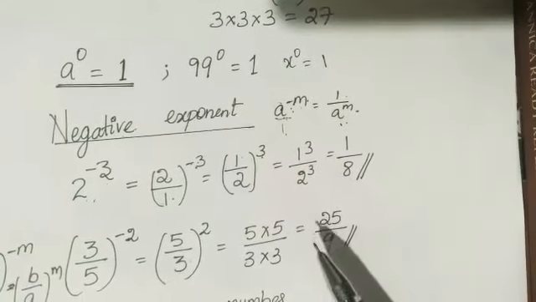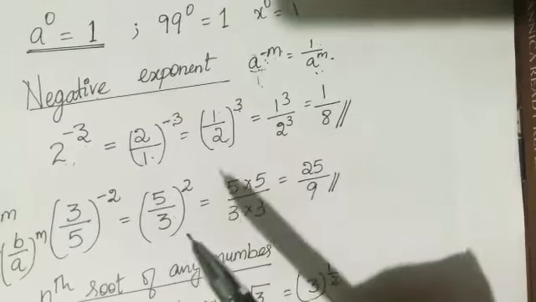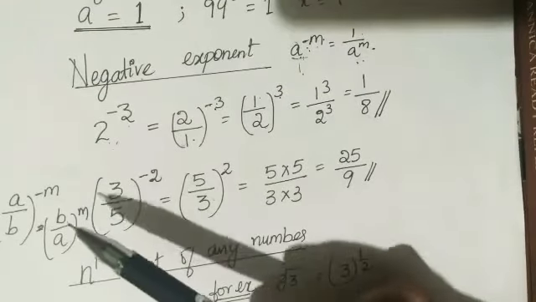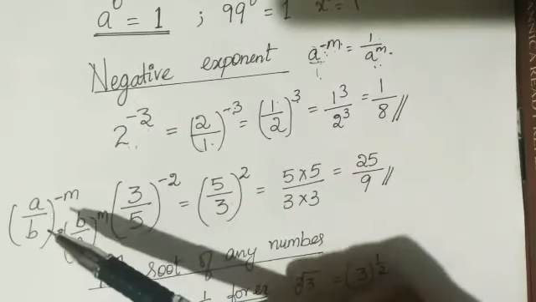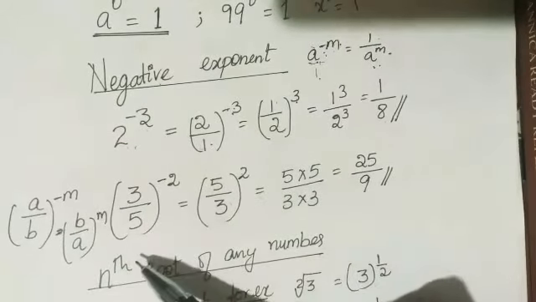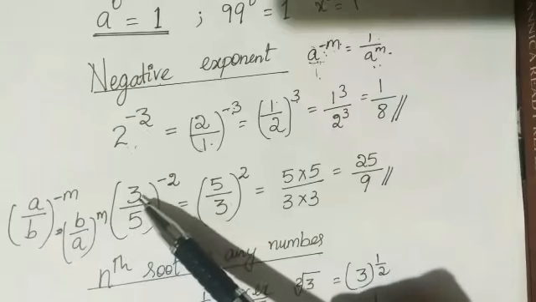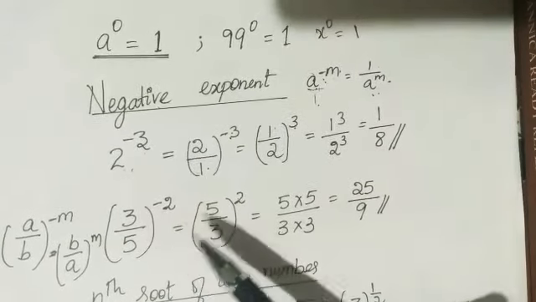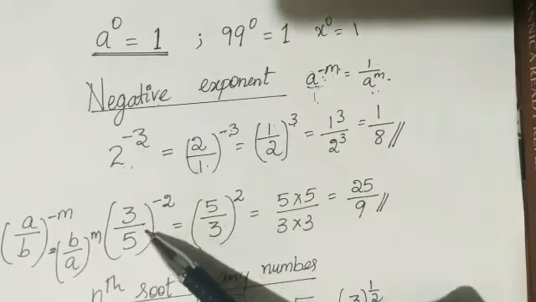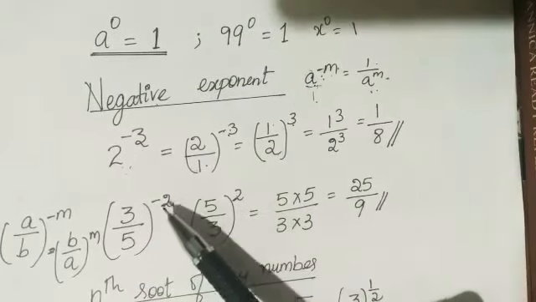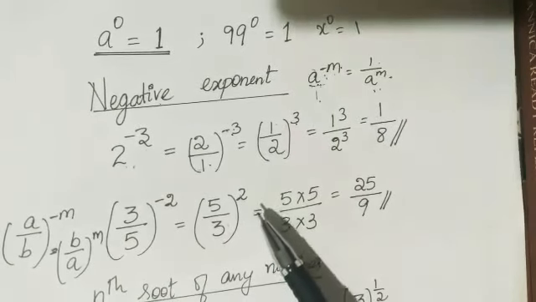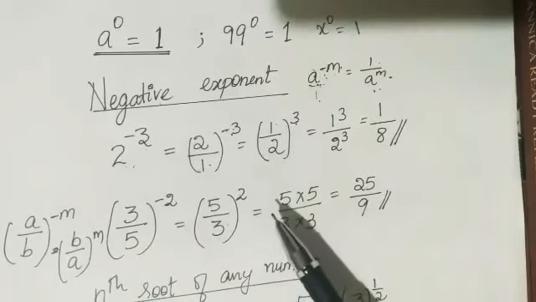Okay. So next, how can you do a problem when there is a fraction and a negative exponent? You have to take the reciprocal of the fraction. So for example, if it is 3 by 5 raised to the power negative 2, what you can do here is take the reciprocal of 3 by 5. It is 5 by 3 raised to the power, you can take off this negative sign, positive 2. Once you get a positive number, you can find the value.